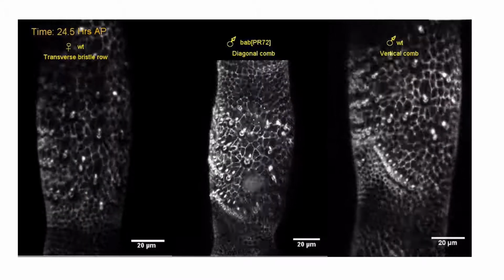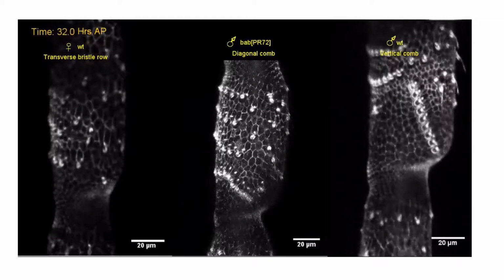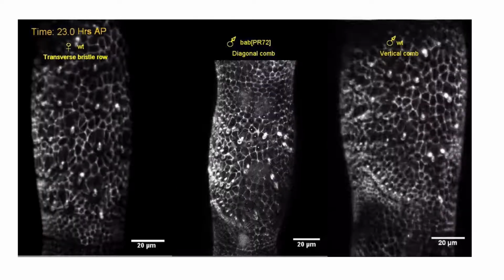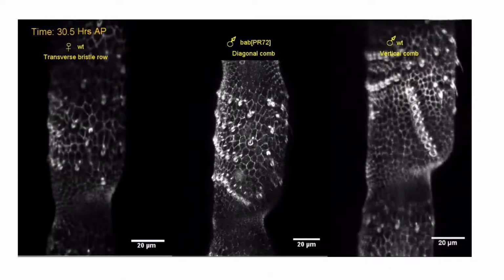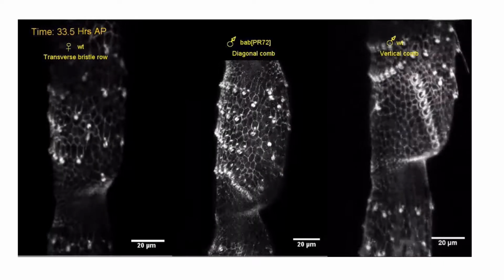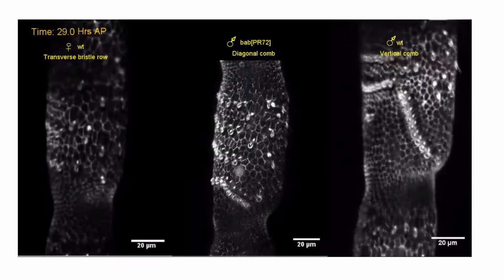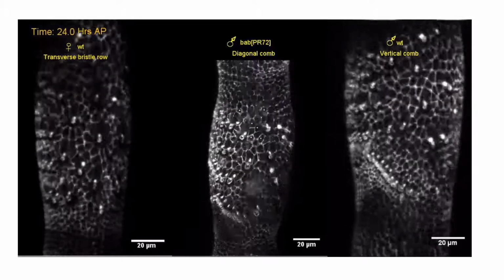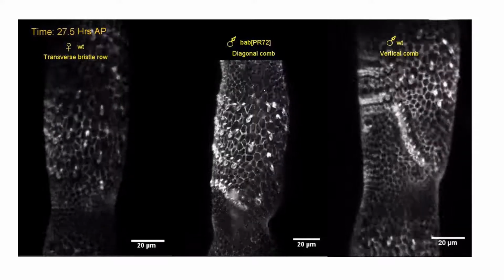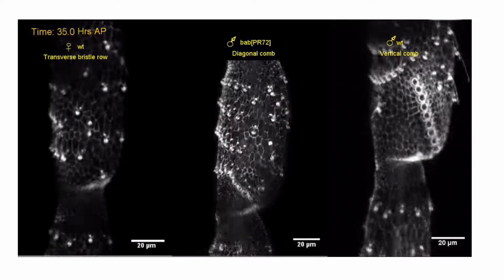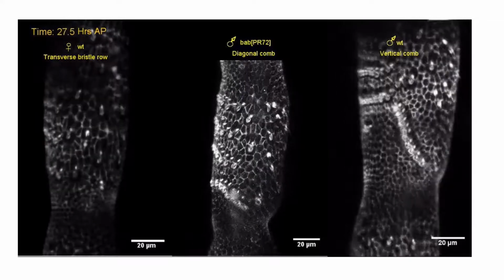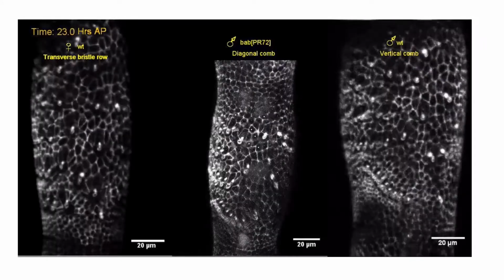Here is the movie of the female. Here's a movie of a diagonal sexcom of a mutant, and here is the wild type. As you see here, this row of cells don't rotate, and you don't see a lot of expansion. Here, this one rotates just a little bit, and they don't continue rotating at the end of the movie. And the wild type, on the other hand, completes the rotation.